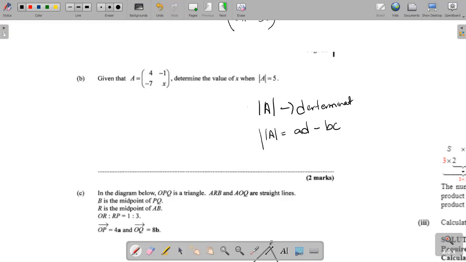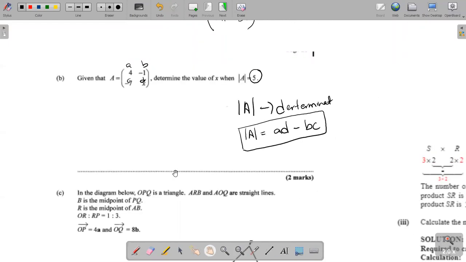Y'all know that, right? And in this question, we know what A, B, C, D is. This is A, this is B, this is C, this is D. And what they're saying is that this has an answer. The answer is 5. So use this to find what X is. My first question before I do it: do you know how to work this out? Yes or no? This does come a lot, by the way. This question has come a lot. Do you know what to do? Yes or no?